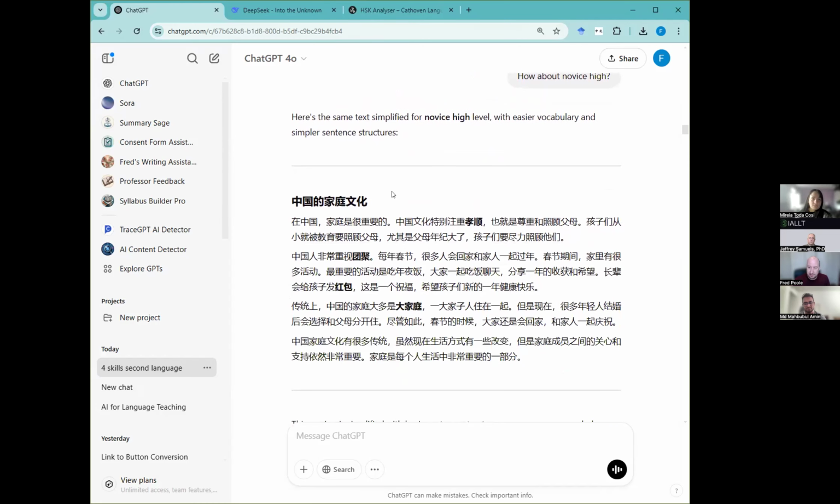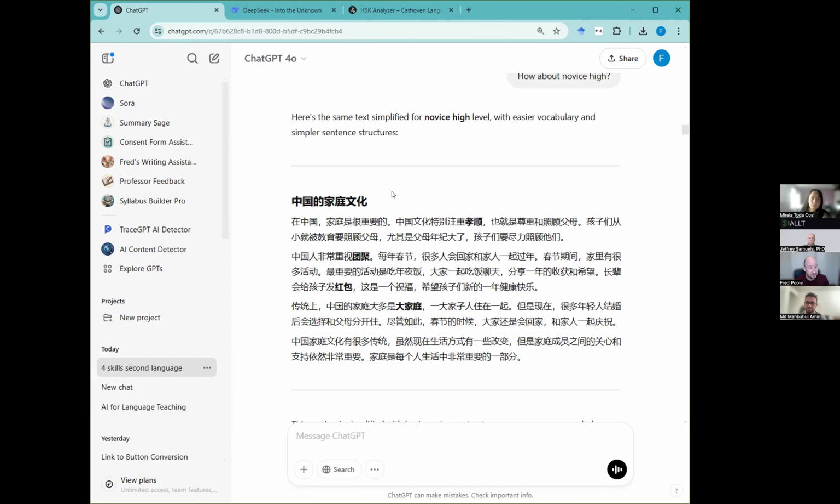Then I asked it to bring it down to novice high. I was going to do novice low, but novice low is basically just a list of words. It's not really text. Novice mid are some simple sentences. Novice high is generally the lowest I want to go with generating text because that is sort of our target text that we want all of our learners to be reaching for. But even this novice high text that it generated is probably closer to what we would call an intermediate mid or an intermediate high in Chinese.